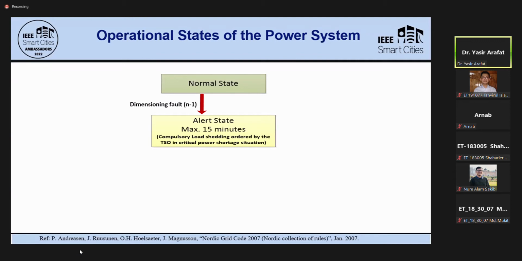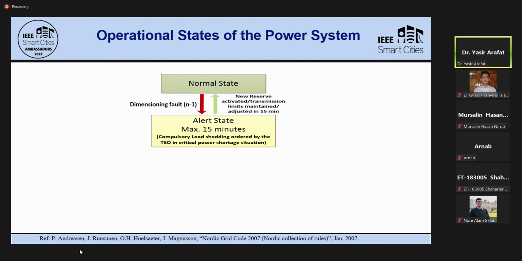So the transmission system operator, when they know about the system state and see that something is happening in the power system, some steps may be needed, so they would request the DSOs to perform this compulsory load shedding. But they would perform this only when it is needed. So first they need to judge if it is needed now or not. So this is the alert state.